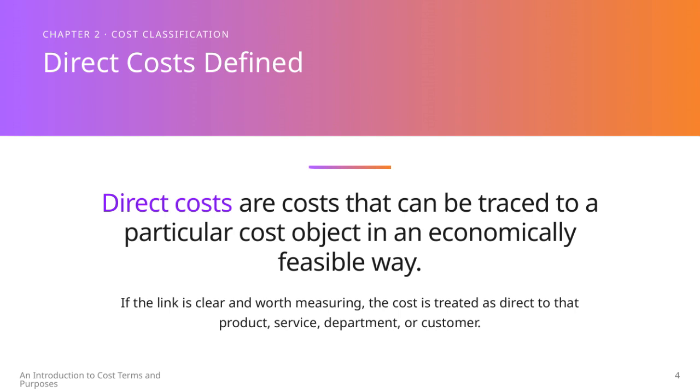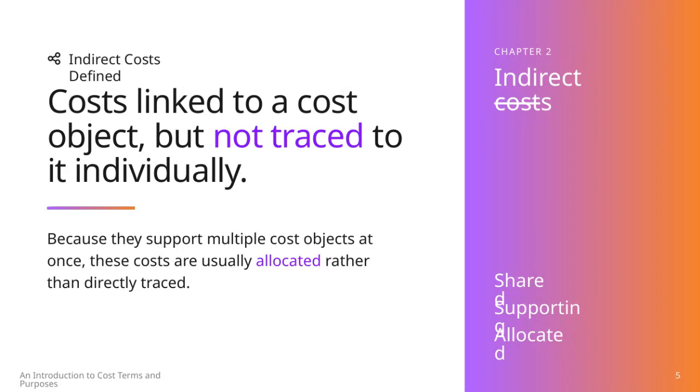When we talk about indirect costs, we're referring to expenses that are connected to a cost object but can't be traced to that object individually. These costs support multiple cost objects at the same time. Because of this shared nature, indirect costs are generally allocated across the different cost objects rather than assigned directly. This allocation is important because it helps us fairly distribute expenses like overhead, utilities, or administrative costs that benefit several projects or departments simultaneously. Understanding how indirect costs work provides a solid foundation for managing and controlling overall costs effectively.